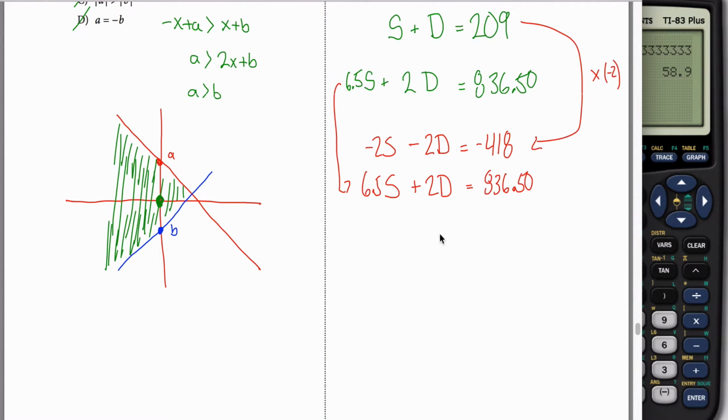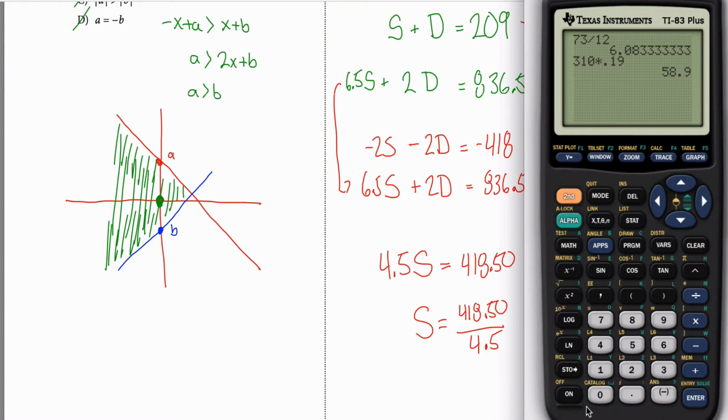Note that now if I add up these equations, which is a really handy trick that comes into play a lot on SAT tests, the D's go away. I have 6.5 minus 2, so I have 4.5 of these S's. And then I have 836.5 minus 418. I suppose you could pull out a calculator and you'd figure out that that's 418.50. And so what you want to do is figure out what is 418.50 divided by 4.5. And maybe we'll finally resort to my calculator here.